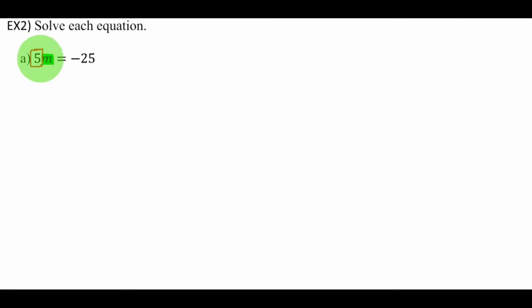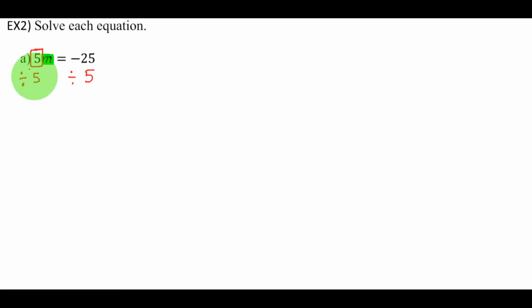Positive 5 here. How do I undo multiplication of positive 5? Well, the inverse operation is division. So I'm going to divide by, I want to choose a value that has the same sign as this 5 above. Since this is a positive 5, I'm going to divide by a positive 5. And if I do it to this side, I've got to do it to the other side to keep the equation balanced. So now I'm going to divide by positive 5 on this side.